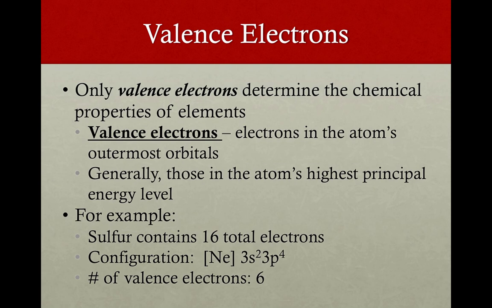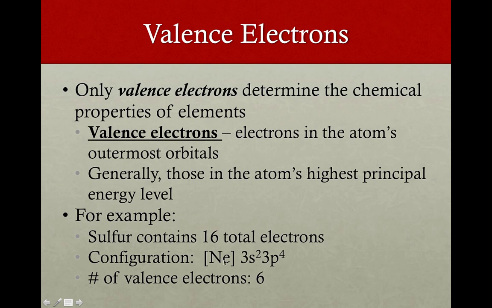When we get to more chemical reaction type stuff, really what we're only going to talk about is the valence electrons, because the valence electrons determine the chemical properties of the elements. These are the electrons in the outermost orbitals, or the ones in the highest principal energy level. So it's important that we take these arrangements of electrons and figure out which ones are on the outermost. If you think about it, when something bonds, it's not going to bond with the inner electrons, it's going to bond with the outer. And that's why valence electrons are very important.